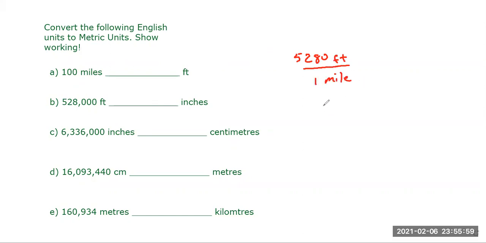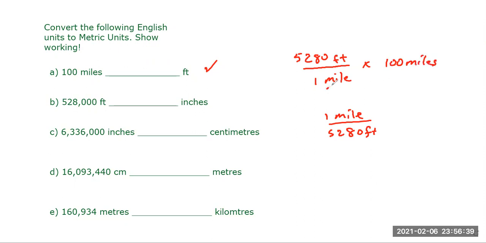Of course, I can do it the other way. I can actually put it as 1 mile over 5280 feet. So I could use either one, but it depends on what I'm actually working on. If I want to calculate the amount of feet, as in this question here, I want to find out the amount of feet in 100 miles, I'll use this one instead of this one, and multiply by 100 miles.